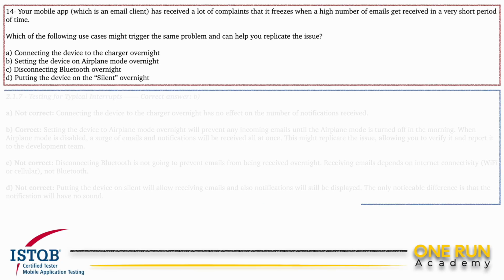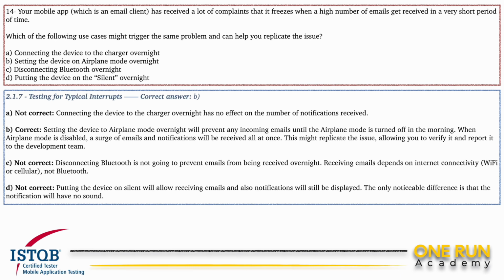Surely, it's option B. It resembles a scenario that will cause an overflow of notifications to be received at once. Setting the device to airplane mode overnight will prevent any incoming emails until airplane mode is turned off in the morning. When airplane mode is disabled, a surge of emails and notifications will be received all at once. This can cause slowness or app freezing. Thus, this situation can replicate the issue, allowing you to verify it and report it to the development team.